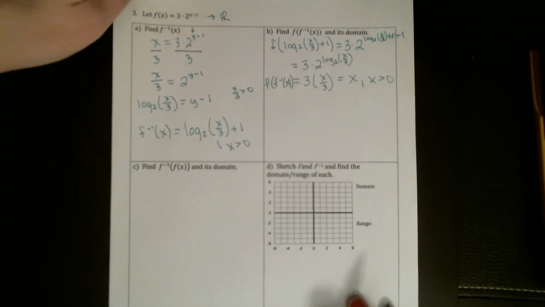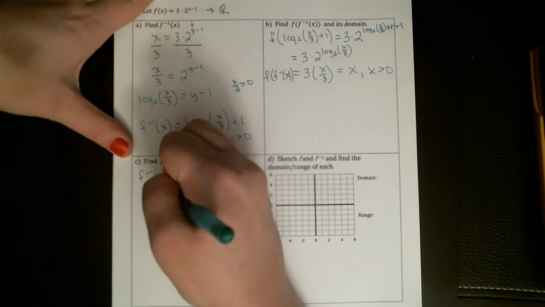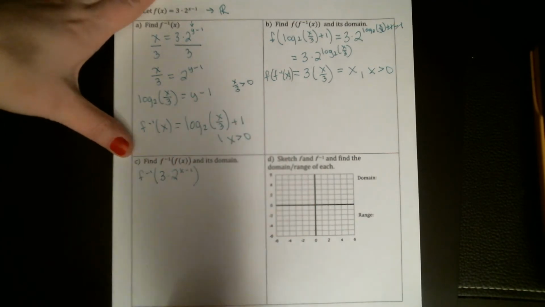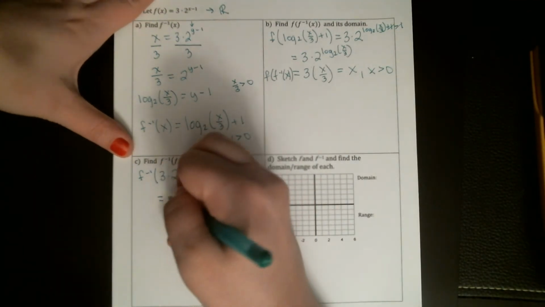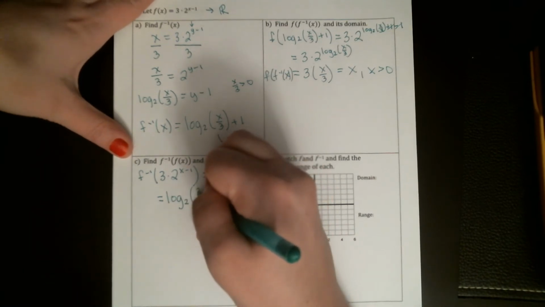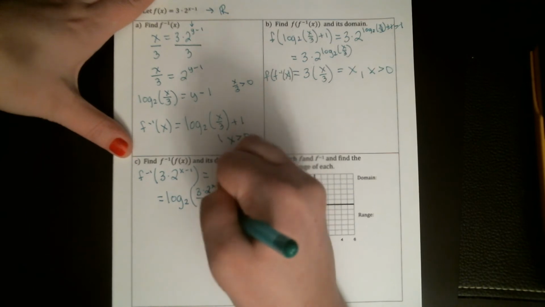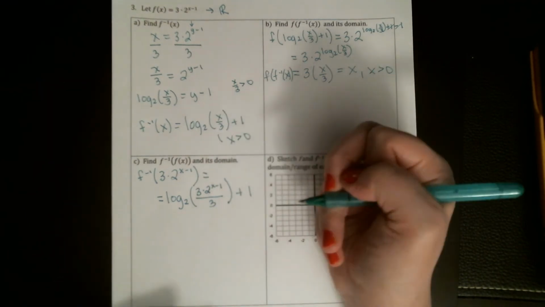We should be able to check the other direction as well. So now we want to take f inverse of the function, 3 times 2 to the x minus 1. Here, I'm going to move it down here. f inverse is going to take whatever I give it, 3 times 2 to the x minus 1. It's going to divide it by 3. It's going to take the log base 2 of that, and then it's going to add 1.